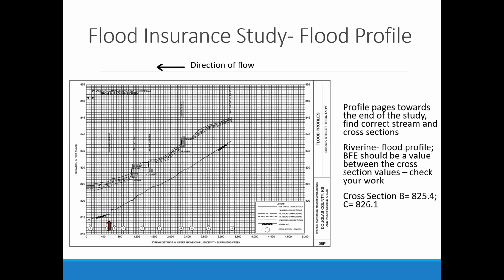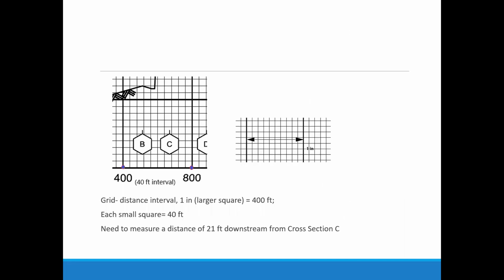And then that bottom line is my stream bed. And then, as I mentioned, the lines above that are the different flood frequencies that we'll be looking at. And so the red arrow is down there between B and C, and that's approximately where my property location is. So we're going to take a closer look at that so we can get that pinpointed. So, what I've done is looking at the x-axis, so the horizontal line.